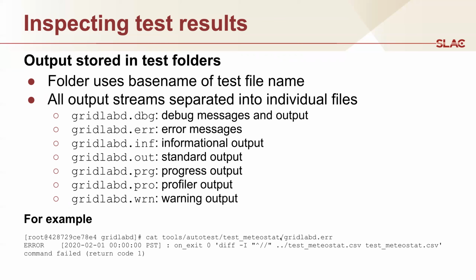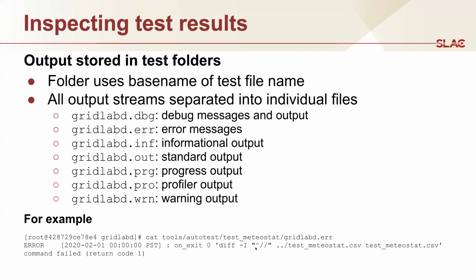The way that works is it creates a folder by the same root name. It removes the .glm, then copies the GLM file into that folder, and then runs Gridlab-D on that file, and the outputs are then generated into that folder. So that's the basic mechanism. If we detect an error, then we just need to inspect the appropriate output file that was generated. In this case, the gridlabd.err file contains the exact cause of the error.